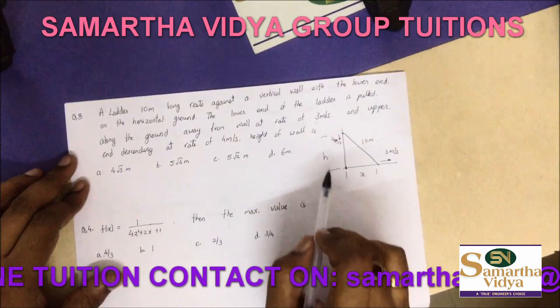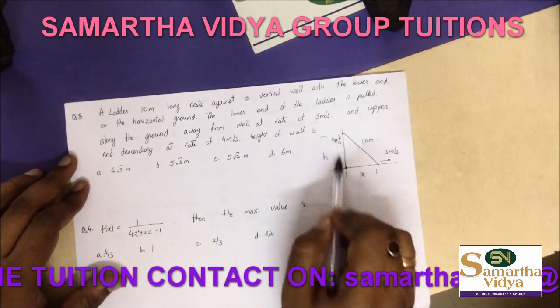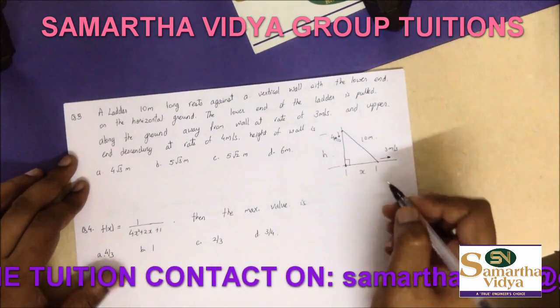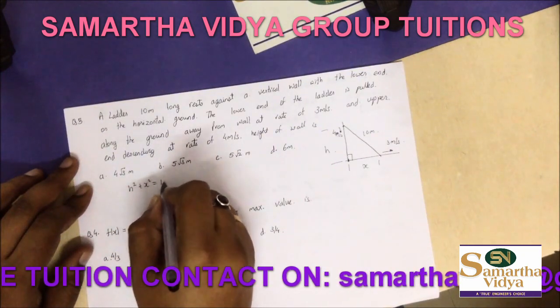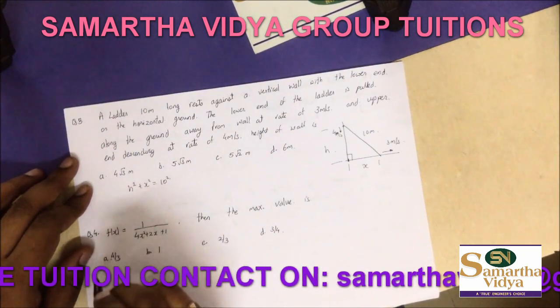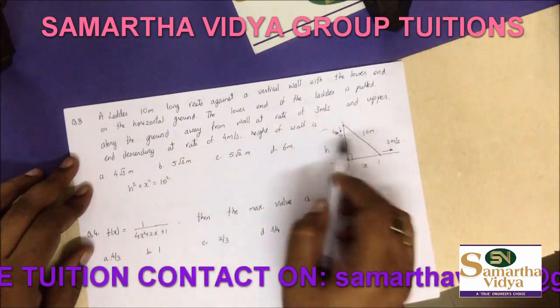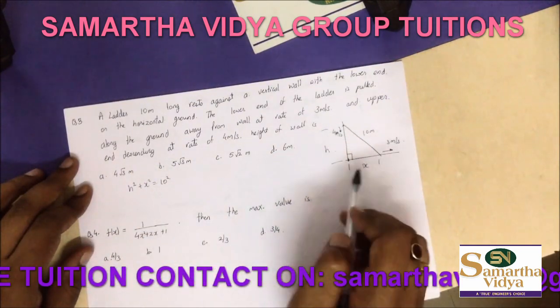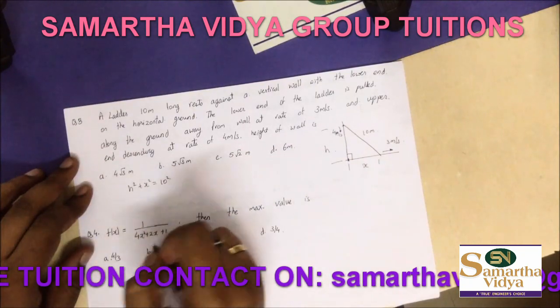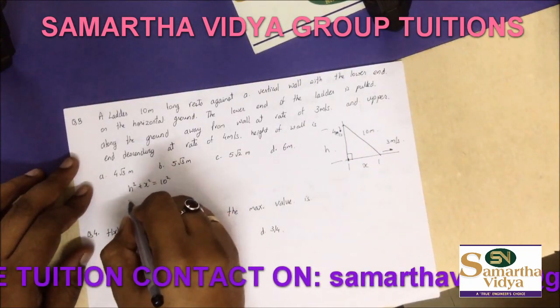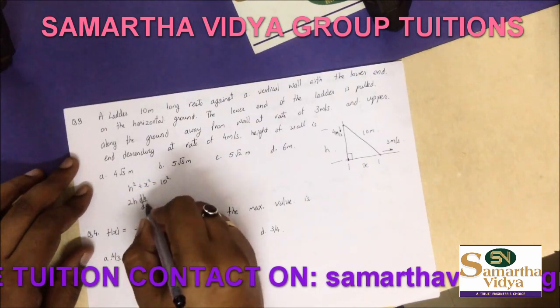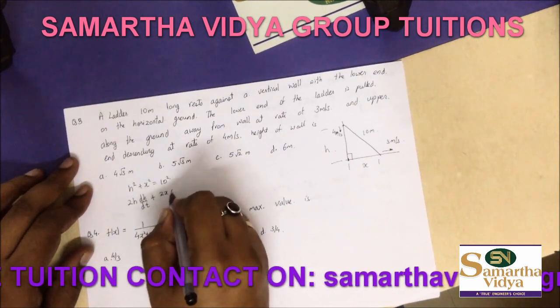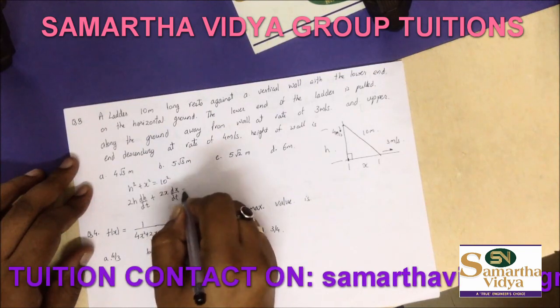Now I need to find the relation between h and x. You can see it's the Pythagoras theorem. So it is nothing but h square plus x square is equal to 10 square. Since they have given the rate at which h and x are changing, let's take the derivative of it. So if I take the derivative, it's going to be 2h dh by dt plus 2x dx by dt is equal to 0.